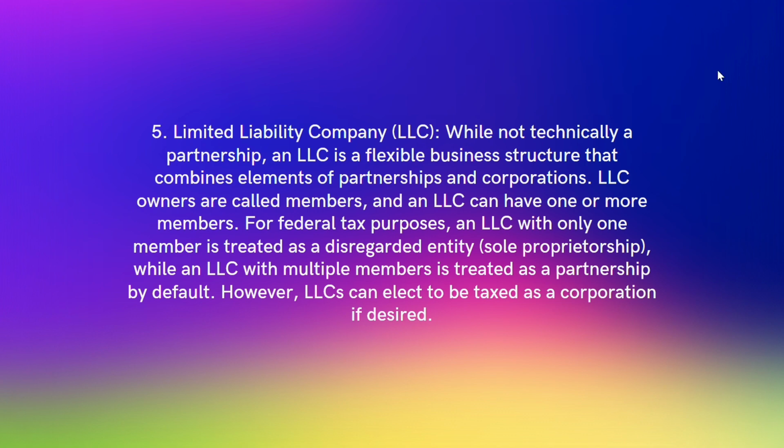Basically, a limited liability company, LLC, enjoys both the features of a partnership and a corporation, and its owners are termed as members. So if there is a single member LLC or a sole proprietorship, then that is considered a disregarded entity for federal tax purposes. But if it has more than one member, then by default it is treated as a partnership. But if an LLC wants, it can elect itself to be treated as a corporation if desired.